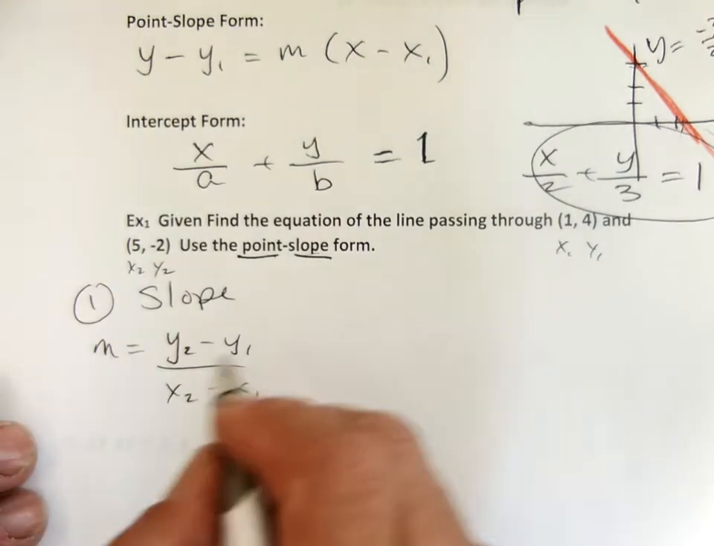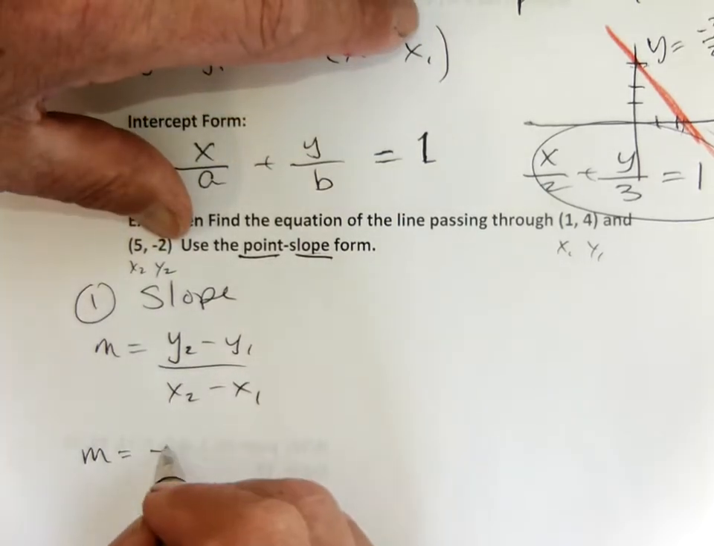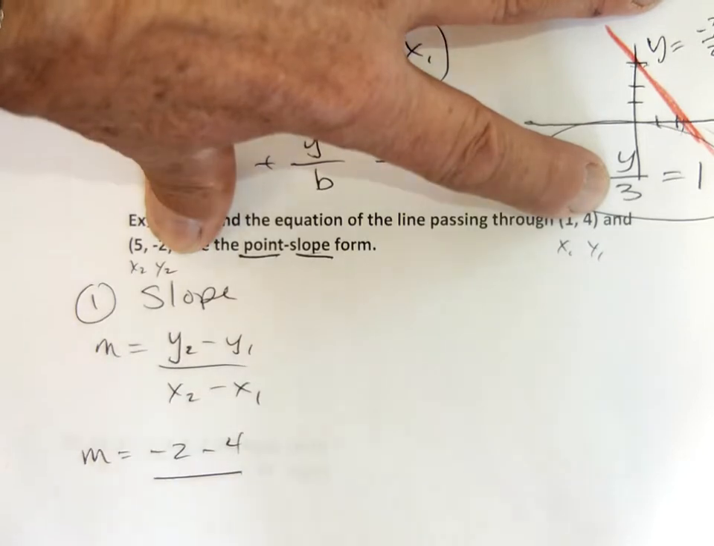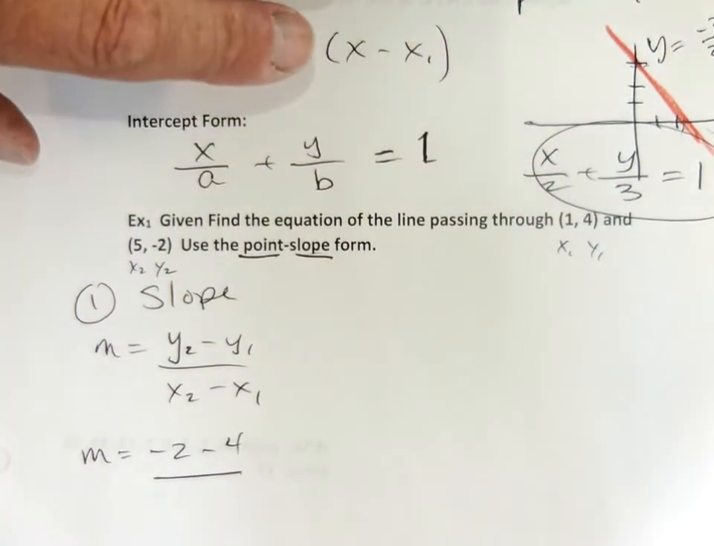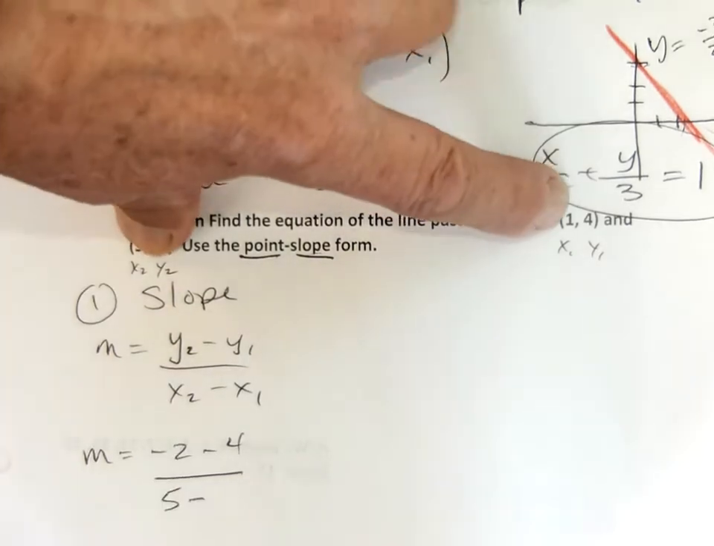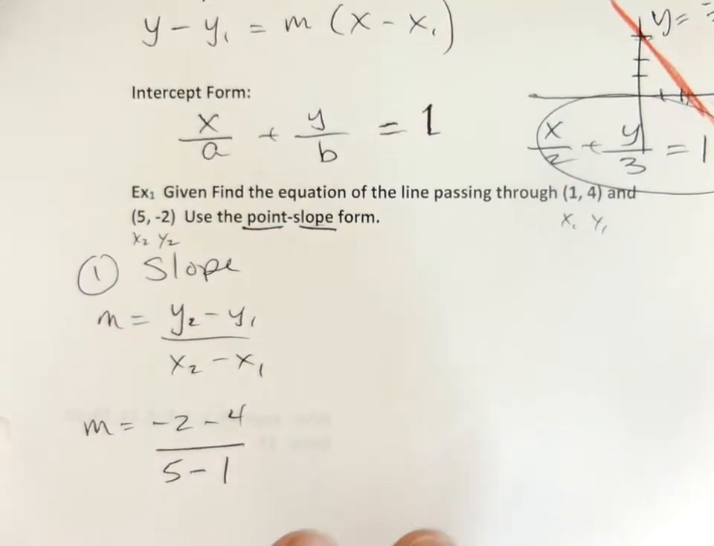And so, all right, the slope is going to be, let's see, I'm going to go negative 2 subtract 4 over my 5 subtract 1, okay? And the order is important on this, like Brittany said.